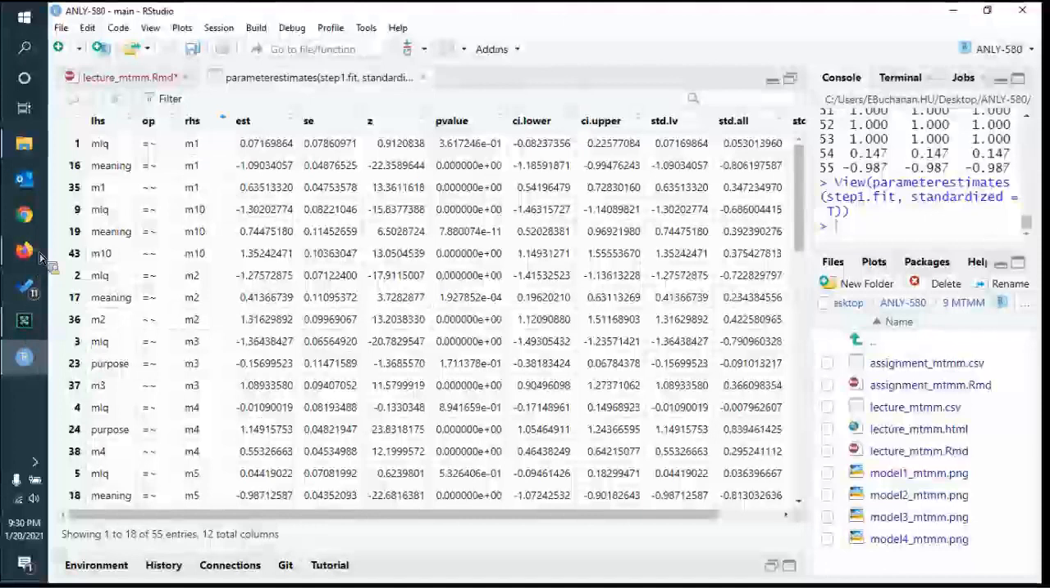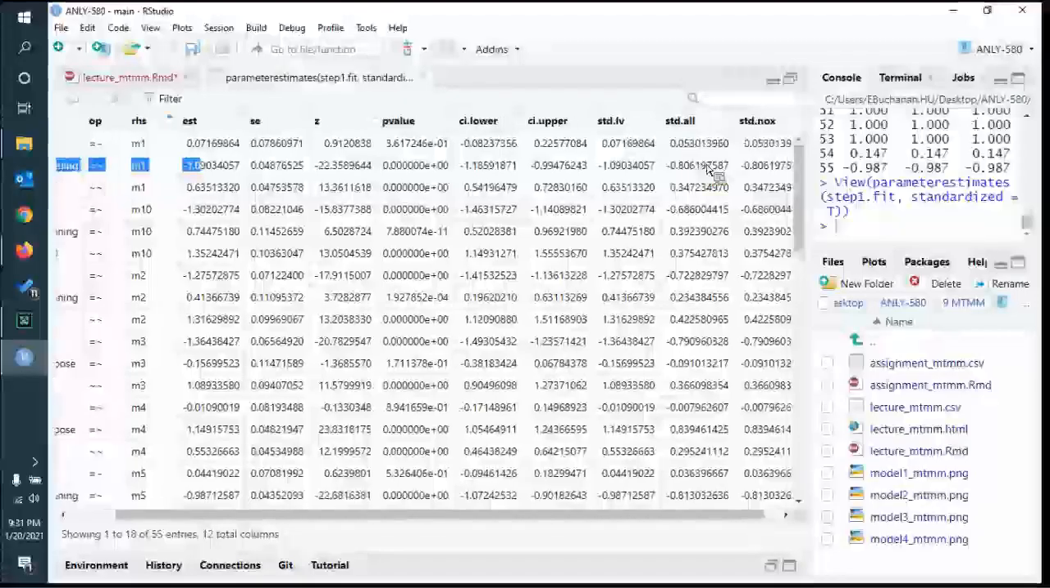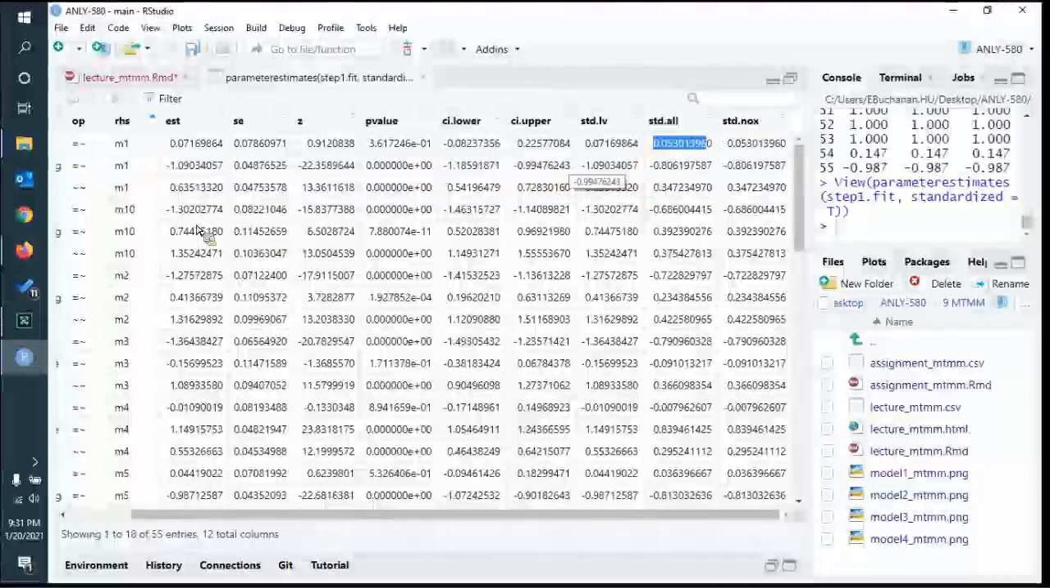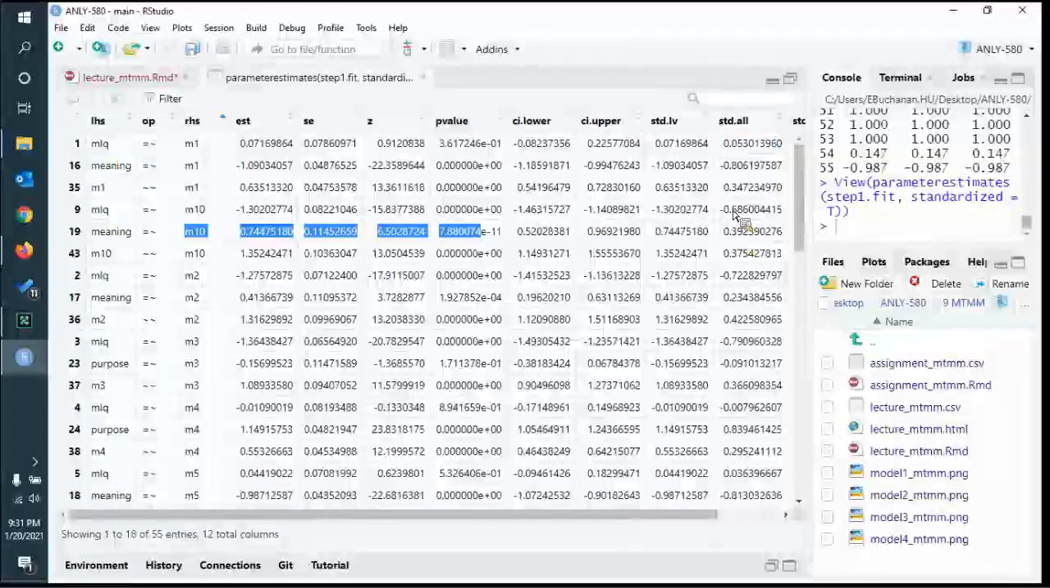So we want to make sure that, let's go back to the slide, that the trait loading is higher than the method loading. So this is the trait loading. And I could probably write some fancy code, but just for visualization purposes here, the trait loading is 0.8. That's higher than the methods loading, which is 0.05. All right, now come down here to 10. Scroll, scroll. 0.3. That's not higher than this negative 0.6, so that's bad. Come down here to 2.2. Okay, it's better on the MLQ side. That's no good. Okay, so you're starting to see the pattern, I think.